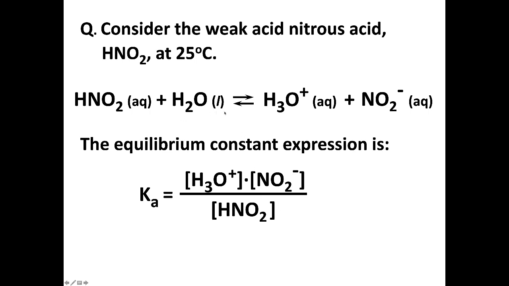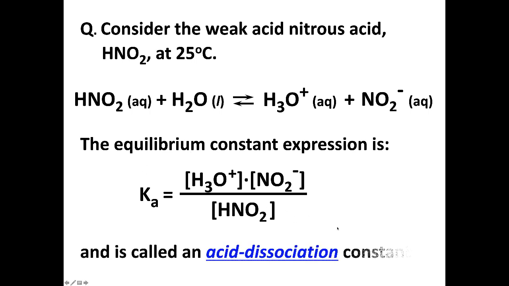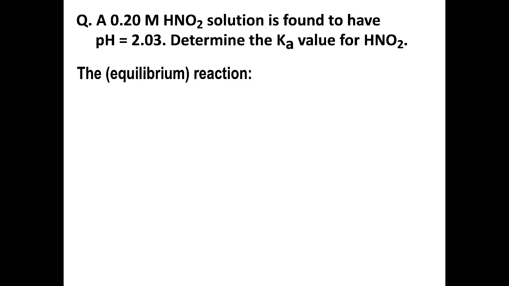The H2O liquid is not included in the equilibrium constant expression. It has an effectively constant concentration, and so by convention we don't write that in here. And as noted, this is called an acid dissociation constant. Okay, so how do we determine these? Well, we can measure the pH of an acidic solution and then use that and what we know about equilibrium to determine K sub A values.